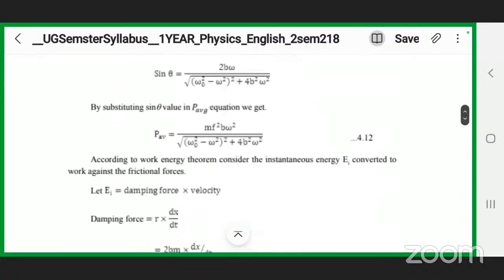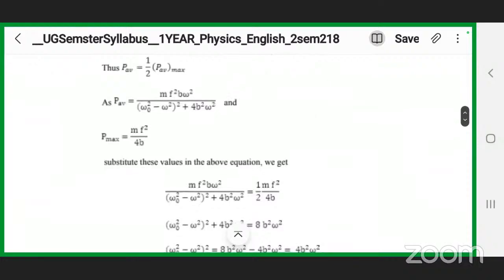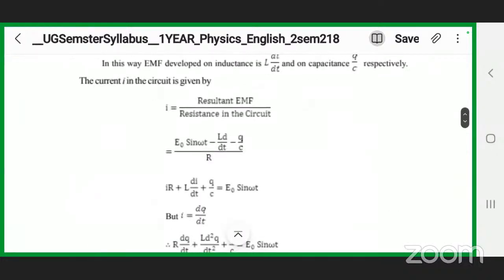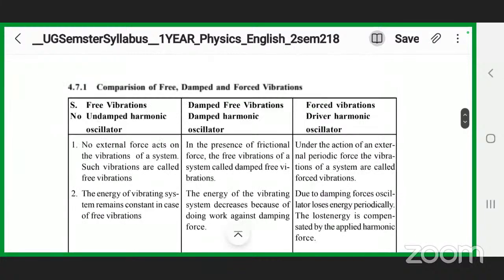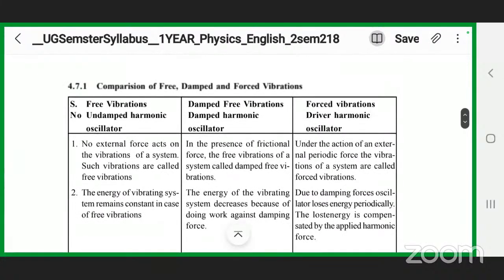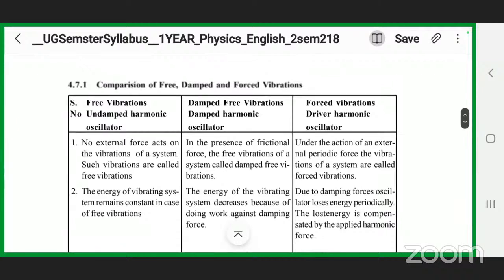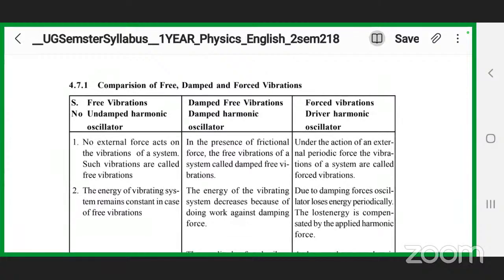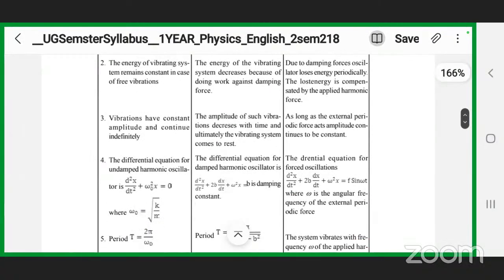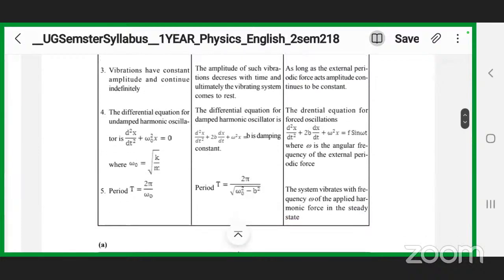Power transfer. Next, comparisons: underdamped, damped harmonic oscillator, and forced oscillator. You can go through the previous concept and write it down.